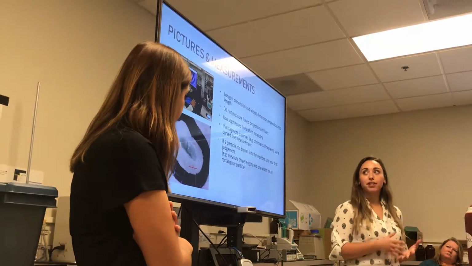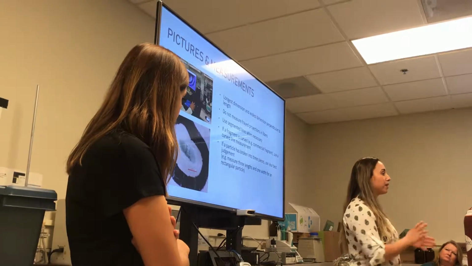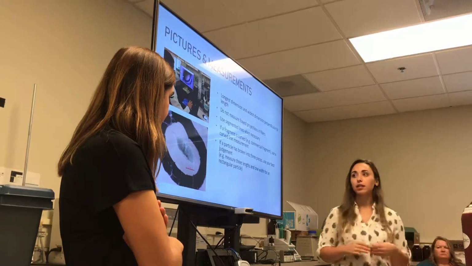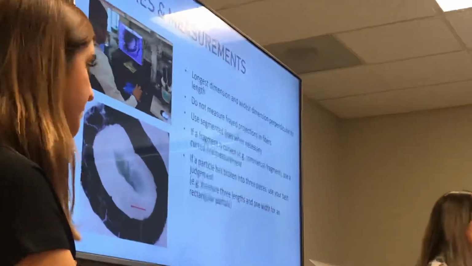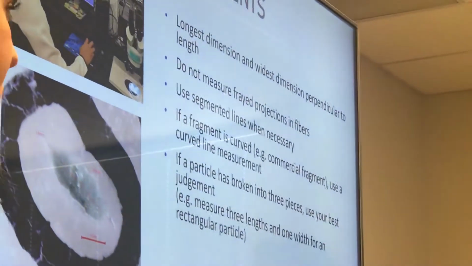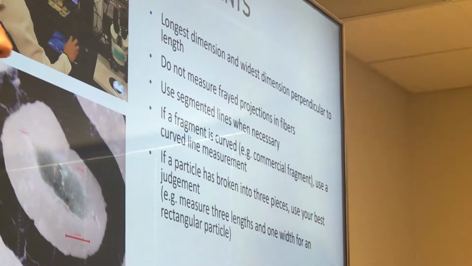We don't measure the frayed projections of the fiber, so if there's fraying at the ends of the fiber, don't measure each fray, just measure the main body of the fiber. If a fragment is curved, so we have what we sometimes call commercial fragments, they look like shavings that can come off when you make plastic products, I would use a curved line to measure this because I can't lay it flat.